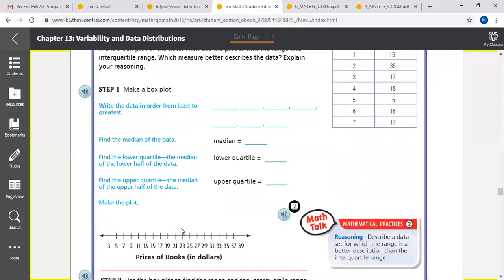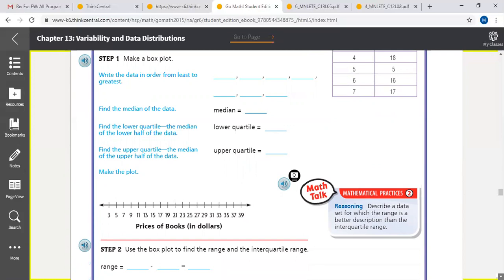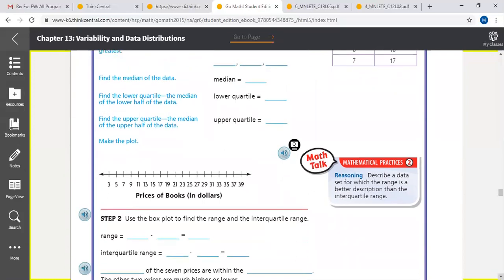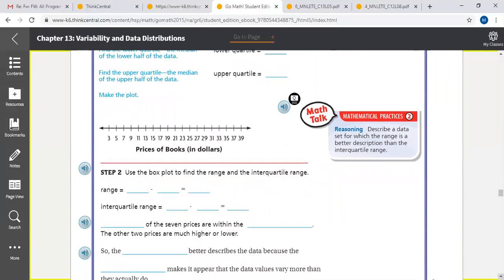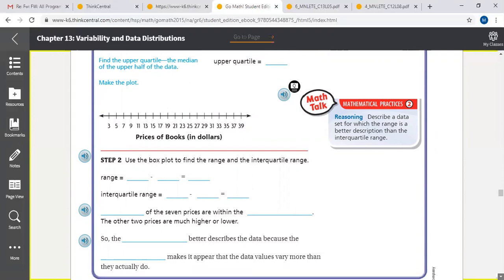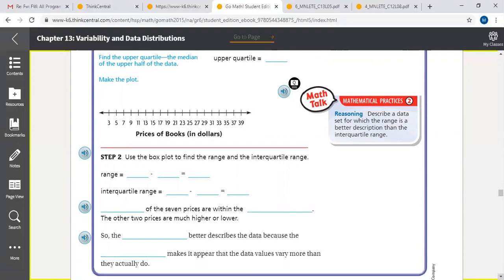Then the median, we said that the median is 17, we'll put another point above 17. Okay? The next step, or step 2, use the box plot to find the range and the interquartile range. We said before that the range is the difference between the greatest value and the smallest value. So it will be 35 minus 5 equals $30. And the interquartile range is the difference between the upper quartile and the lower quartile. So it will be 18 minus 15, which equals $3.